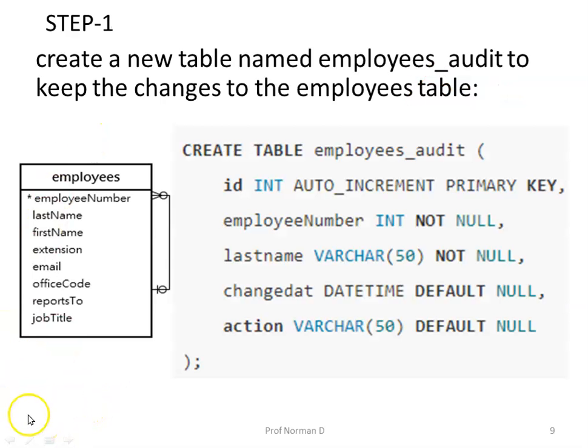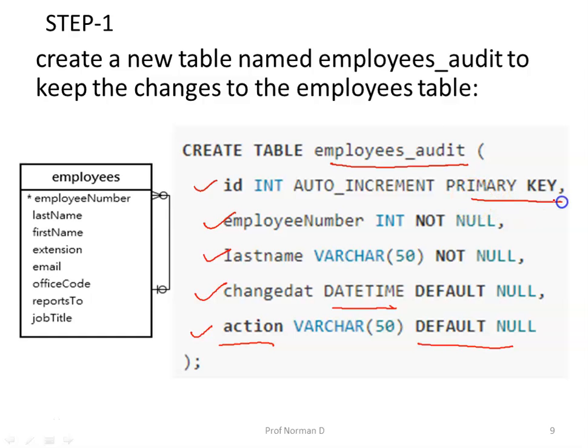So the first step in creating a trigger is you create a new table. Now here I am creating a new table called the employee audit table. Now the attributes of this table are ID, employee number, last name, change date, and another attribute called action, wherein the default value I am setting to none. The data type of change date is datetime. The data type of last name is varchar, employee number is integer, and ID is made auto increment, data type is integer, and it is set to primary key.